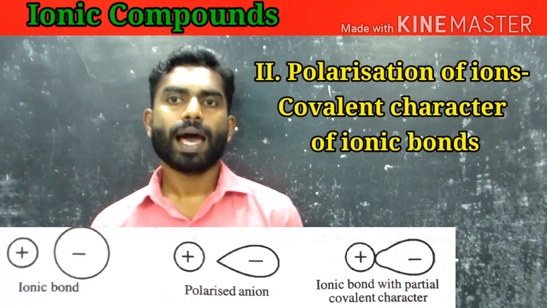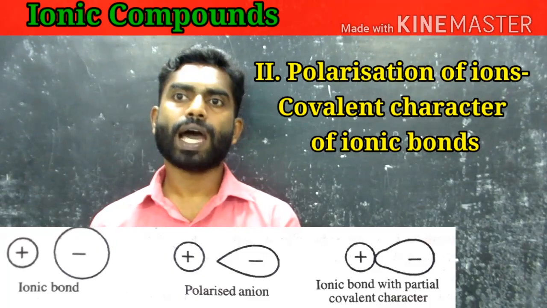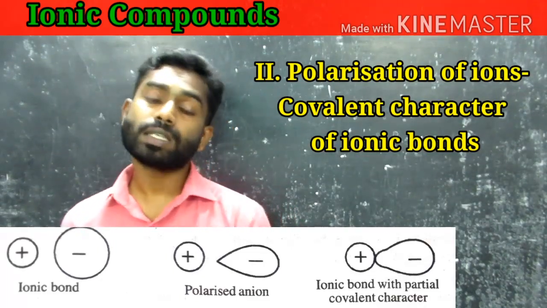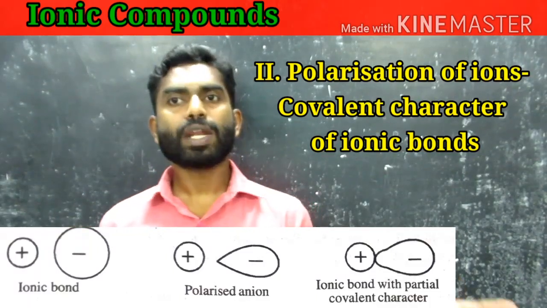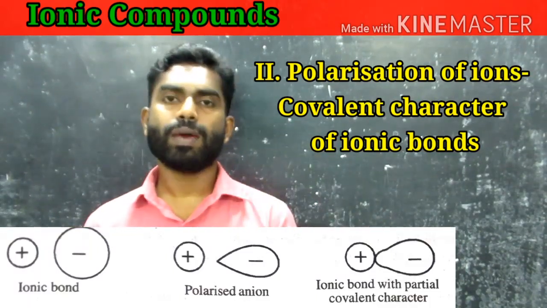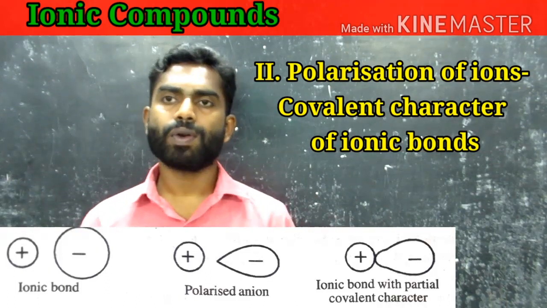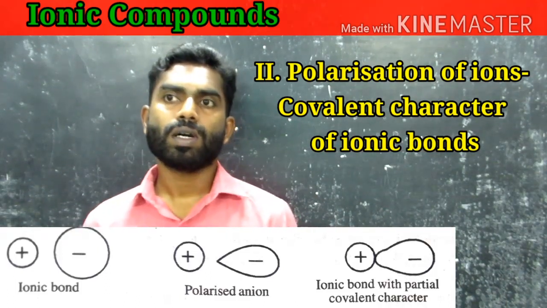In other words, as a consequence of polarization of the anion, the ionic character of the bond decreases and the covalent character is increased. So if the degree of polarization of the anion by the cation is small, the bond has ionic character.